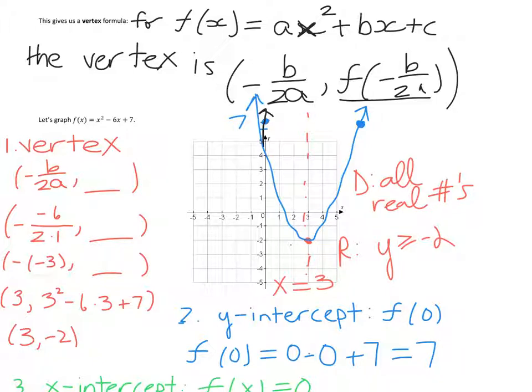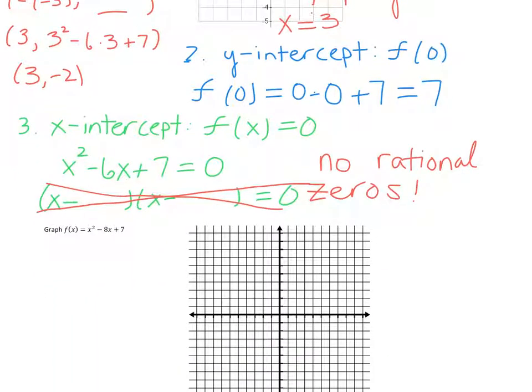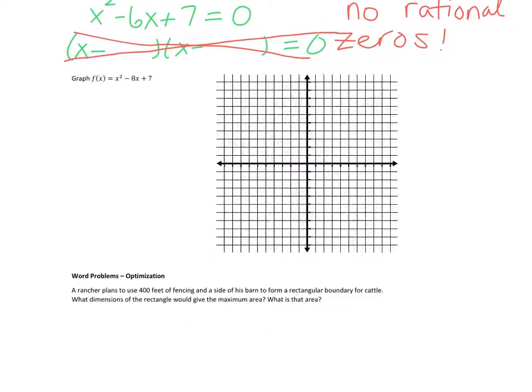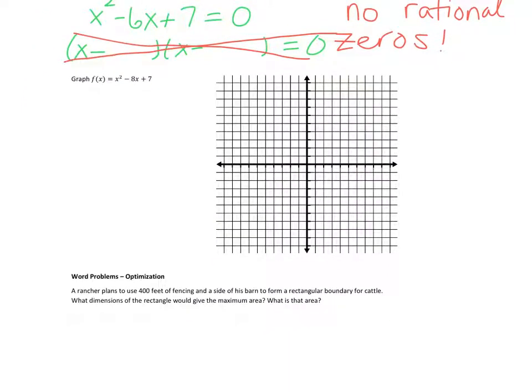Let's look at a different example. We are going to graph x squared minus 8x plus 7, and we're going to do the same three things: vertex, y-intercept, and x-intercepts. Go ahead and pause it and then come back and see how you did.